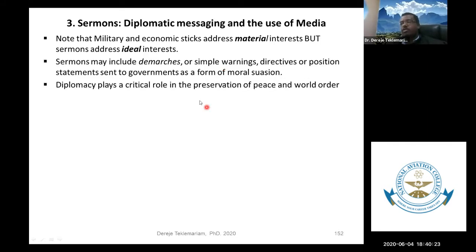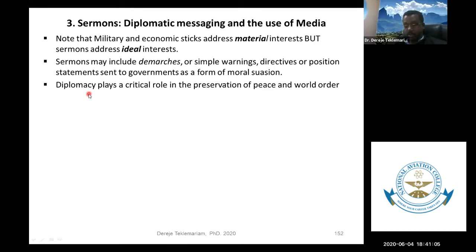Remember, sermons may include demarches, or simply warnings, kind of positive warnings. Of course, if this positive warning is not well respected, it will be backed up with some kind of stick. Even directives can be expressed as position statements sent to governments as a form of moral suasion. Moral suasion means moral persuasion.